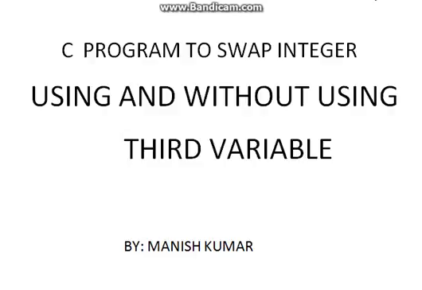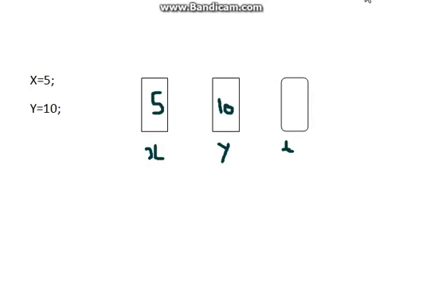In the previous lecture we checked whether a number is prime or not. Today we will swap two integer values using a third variable and without using a third variable. Let us first understand the mechanism using a third variable.